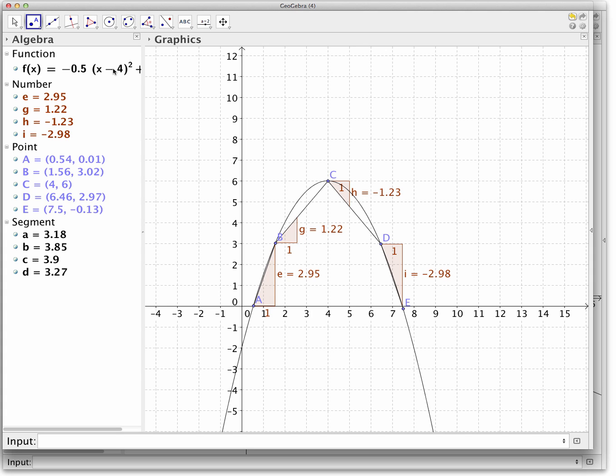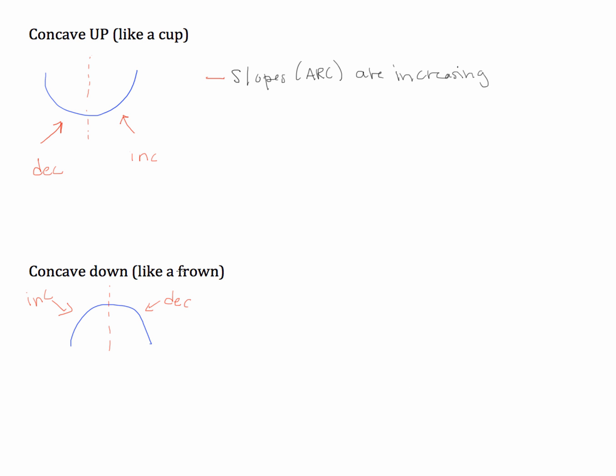Alright, so I just changed my function, but I have all the line segments already in there. So notice my slope is starting out at 2.95, then 1.22, then negative 1.23, and then negative 2.98. So my slopes start out positive and get smaller and then more negative, so they are decreasing. Alright, so here, slopes, or average rates of change, are decreasing.